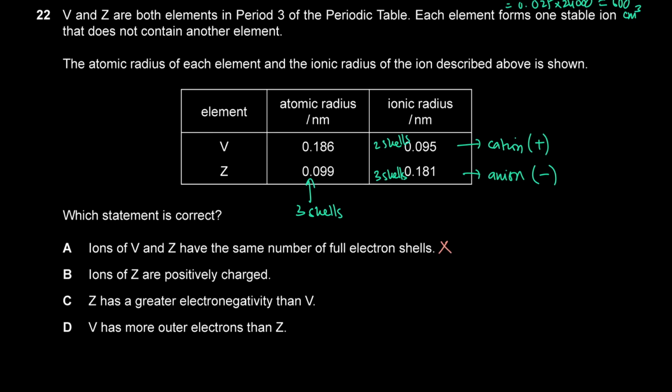Okay. Ions of Z are positively charged. That's incorrect. We just established that they're negatively charged. Z has a greater electronegativity than V. The third statement is correct because as we go across the periodic table, we go from forming cations to forming anions, right? And the electronegativity also increases across the period. The reason why is because the nuclear charge increases, the number of shells remains the same. The tendency to attract electrons increases.